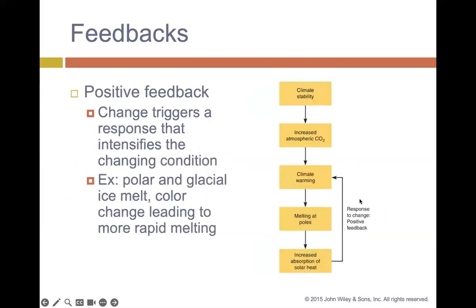A positive feedback change is a change that will trigger a response that will intensify the changing condition. For example, polar and glacial ice melt, with color change leading to more rapid melting. So if we have climate stability, but an increase of CO2 in our atmosphere, the climate will warm, this will melt the poles, and it will cause an increased absorption of solar heat, which will cause a positive feedback to continue this warming.